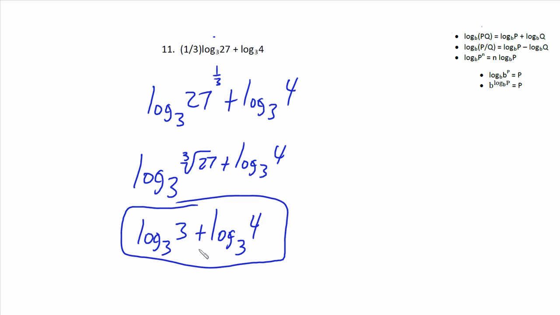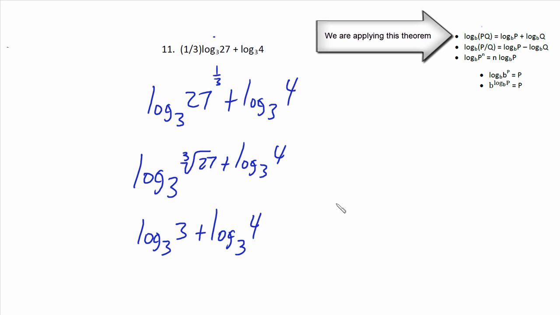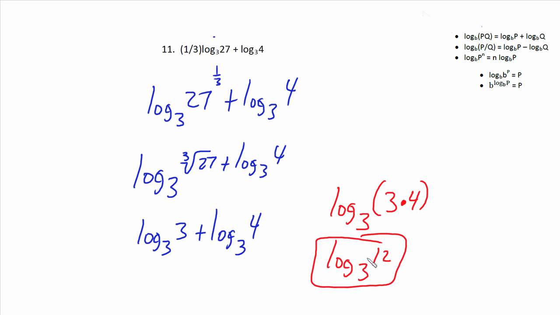Now I can condense this. It's addition, so I can condense it by using multiplication. So our final answer here is going to be log base 3 of 3 times 4. This is the final answer, but let's simplify it one more time. Finally, log base 3 of 12, since 3 times 4 is 12. Now it's one single logarithm, and it is equivalent to what we started with in the beginning. So log base 3 of 12 is the answer on 11.